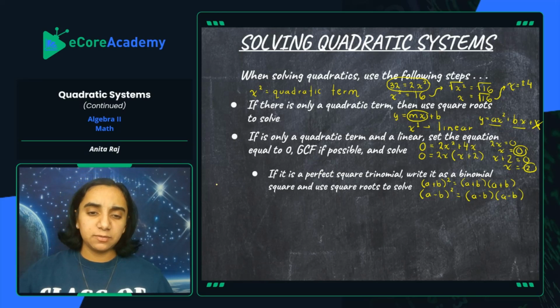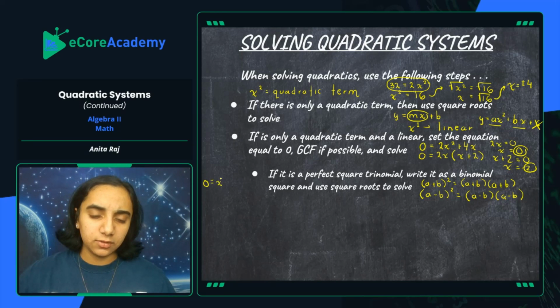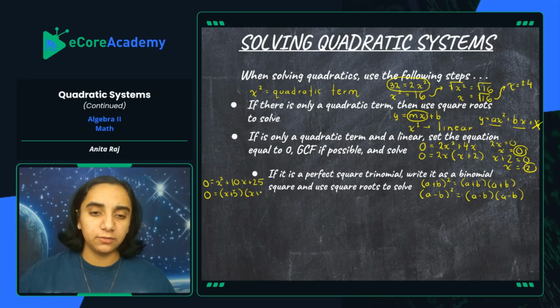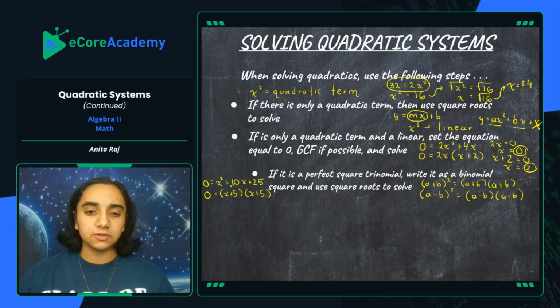And my best example for this would be something where you have a situation like 0 equals x squared plus 10x plus 25. So this here is a perfect square trinomial, because if we factor this out, we can see 0 is equal to x plus 5 times x plus 5. And if we multiply x plus 5 times x plus 5 out, we get x squared plus 10x plus 25. What you want to do is you want to write it as a binomial square, and then use the square roots to solve.